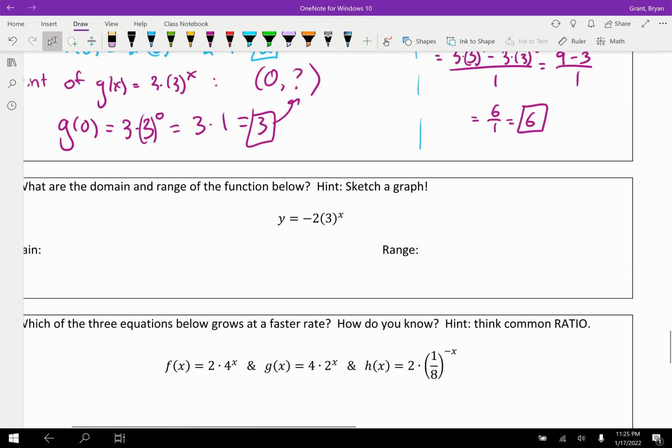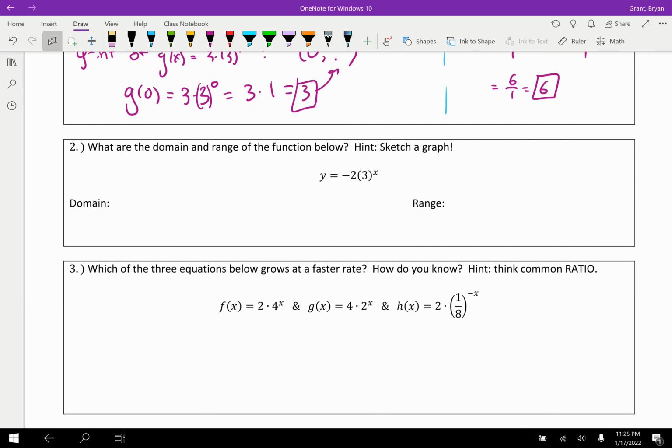Alrighty, second problem. What are the domain and range of the function below? Hint, sketch a graph. Well, I don't think we need a graph for the domain, right? All real numbers, we know that one. Or negative infinity to infinity. All right, well, the range can be a little trickier. So let's take whoever wrote this as advice.